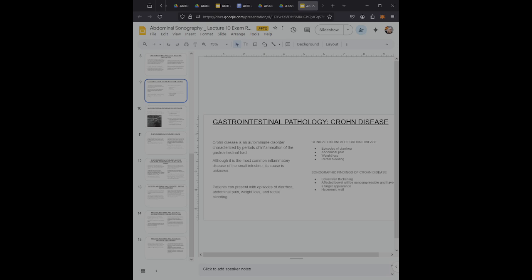Crohn's disease is an autoimmune disorder characterized by periods of inflammation of the GI tract. You will see bowel wall thickening, and the affected bowel will be non-compressible and have a target appearance. We will also see a hyperemic bowel wall.